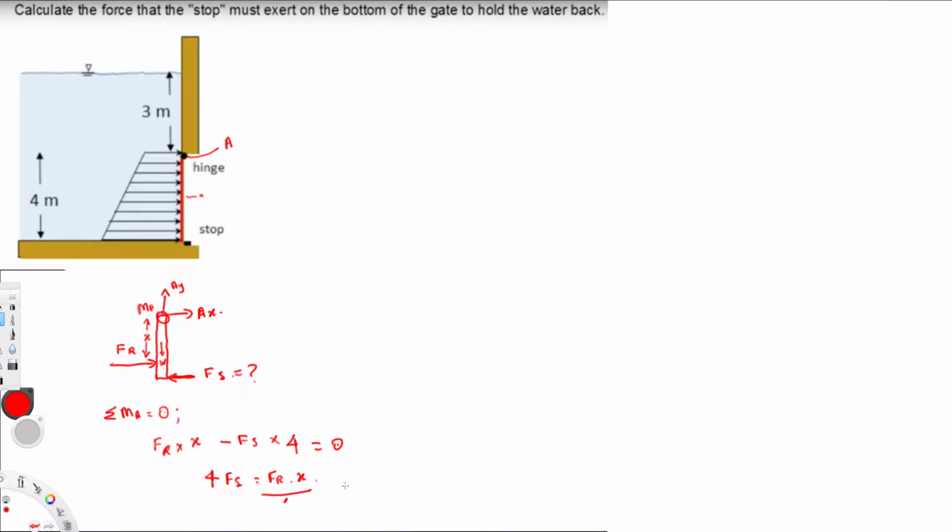So Fs is going to be equal to Fr times x divided by 4. This is how we find the force that Stope must exert to hold this in equilibrium. So in this case, we have to find the resultant force and the distance that the force is acting at here.